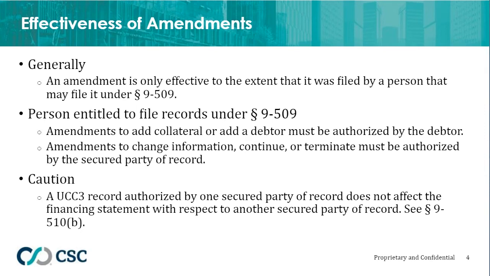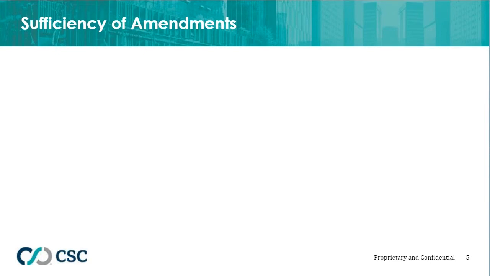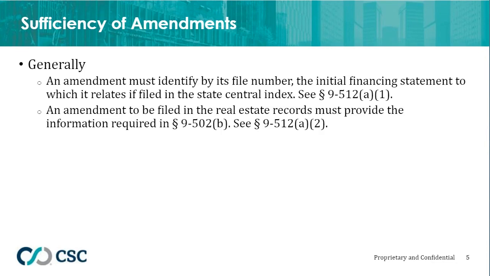In addition to being filed by somebody who has authority to file it under 9-509, in order to be effective, an amendment has to also be sufficient. In other words, it has to comply with the statutory requirements of Article 9. These are fairly straightforward. For one, it has to identify by file number the initial financing statement to which it relates, at least if it's filed in the state central index. So it has to have a correct initial financing statement file number.